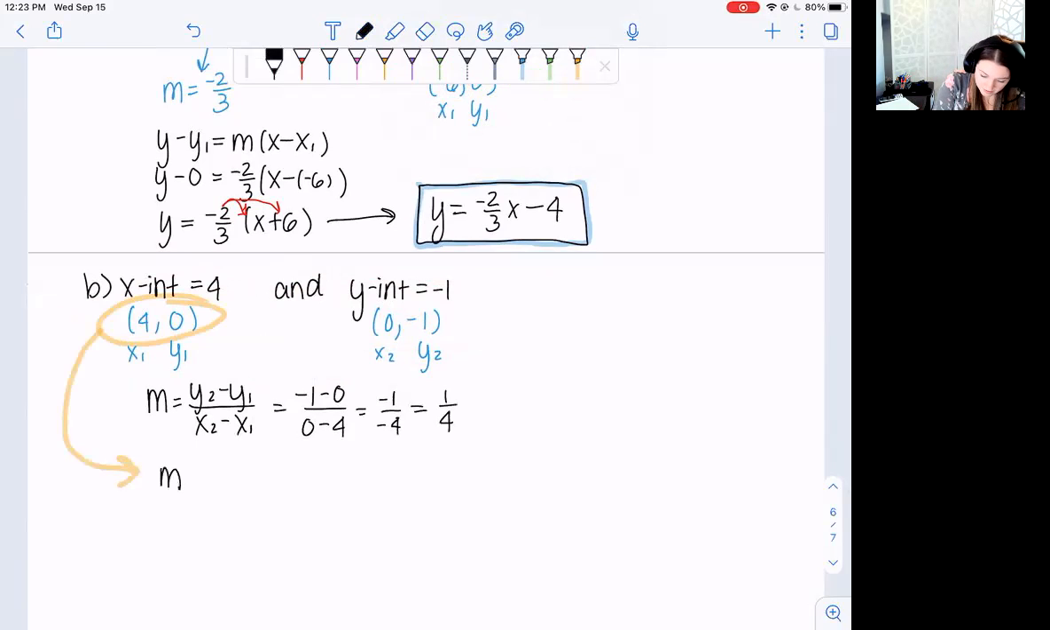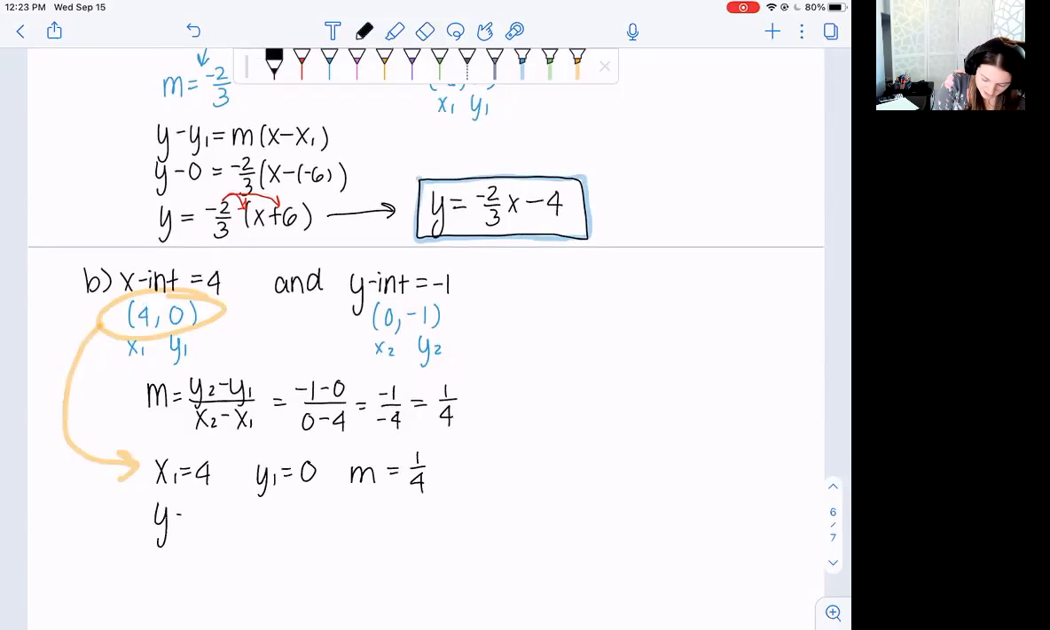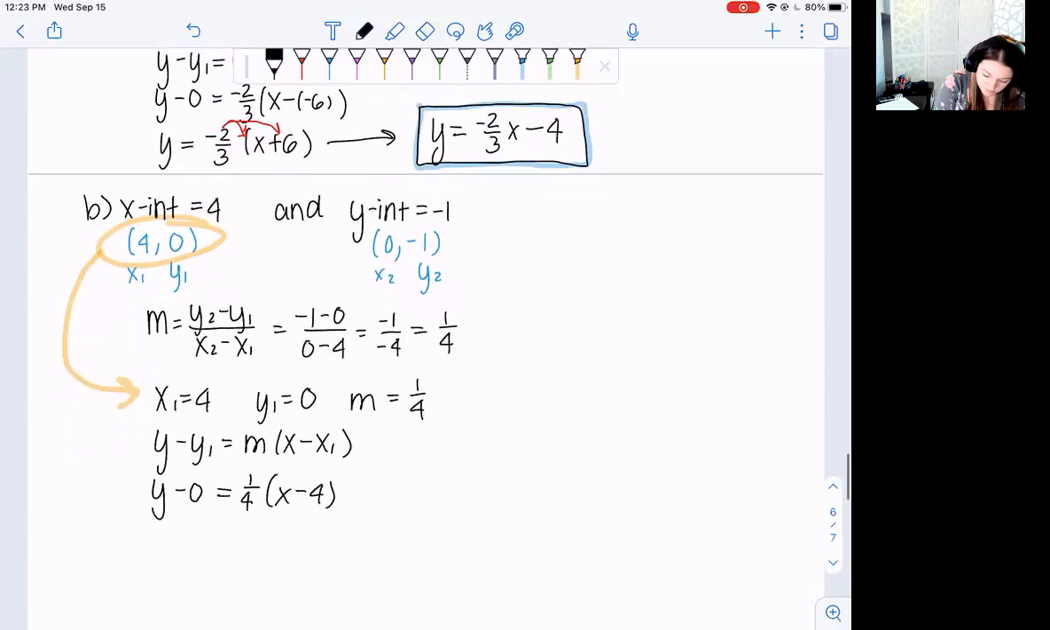So we know x1 is 4, y1 is 0, and then m is 1/4. Y minus y1 equals m times x minus x1. Y minus 0 equals 1/4 times x minus 4. Distributing the 1/4, we get y equals 1/4 x, and then 1/4 times 4 is just 1. So 1/4 x minus 1.